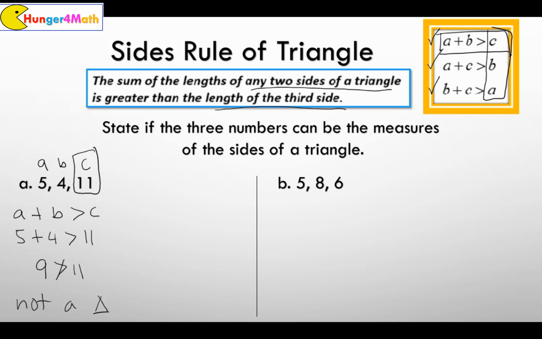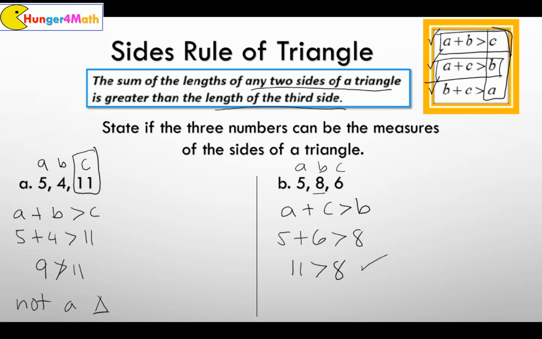Letter B, we have the side lengths of 5, 8, and 6. Let's name them as A, B, and C. B has the largest number, which is 8, so we're going to use the second formula: A plus C is greater than B. So let's substitute. A is 5 plus C is 6 is greater than B, which is 8. So let's add them. 5 plus 6, we have 11, which is greater than 8. Now since 11 is greater than 8, letter B is a triangle.